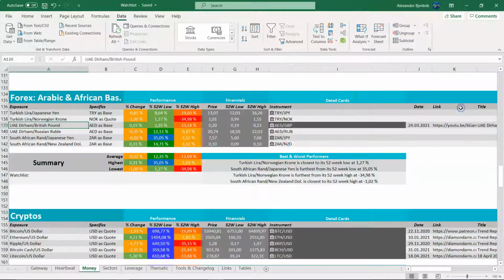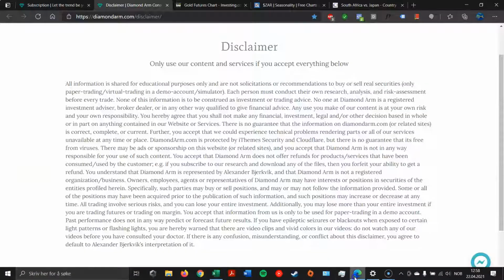We go here to Forex, Arabic and African bases. So in this pair, the South African rand is the base, the Japanese yen is the quote. So here you can see a 35% rally from the low, which is a significant rally here in the Forex market. Pretty close here to the 52-week highs.